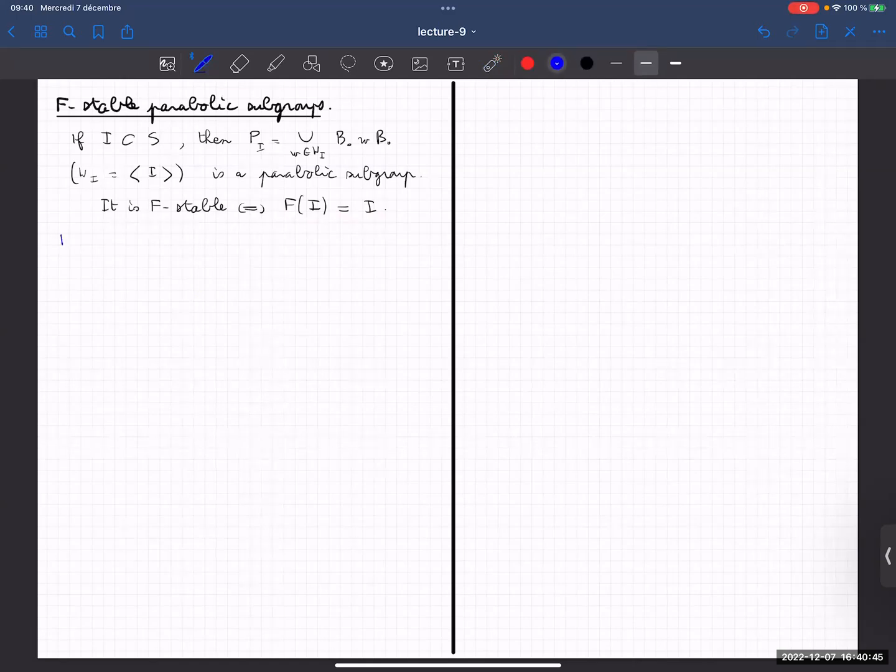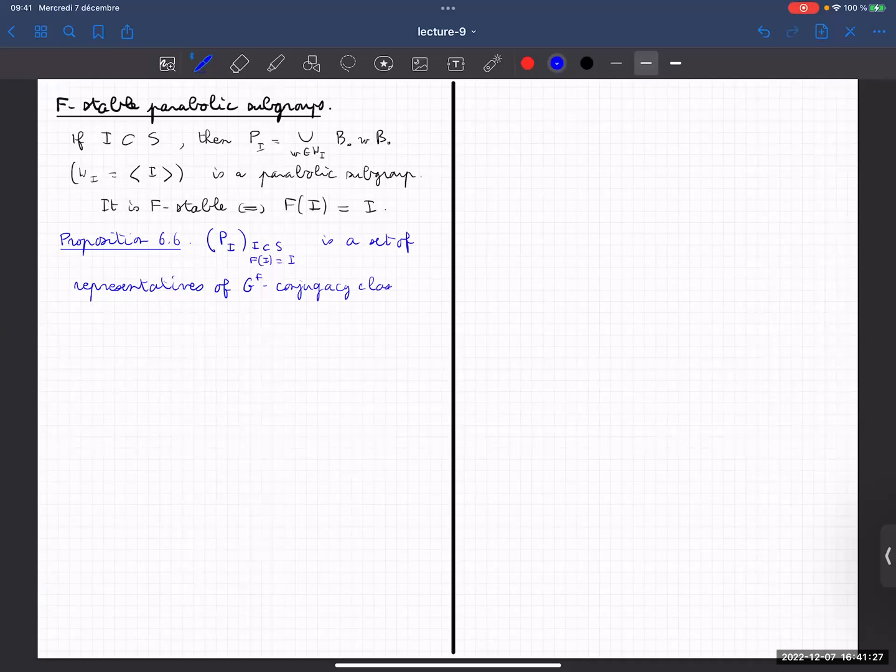And the proposition that I want to state without proof, but the proof follows the same lines as before, and uses many times the Lang-Steinberg theorem, tells you that the set of P_I, where I contains S and is F-stable, is a set of representatives of G^F-conjugacy classes of F-stable parabolic subgroups.